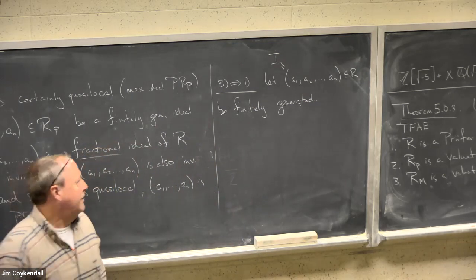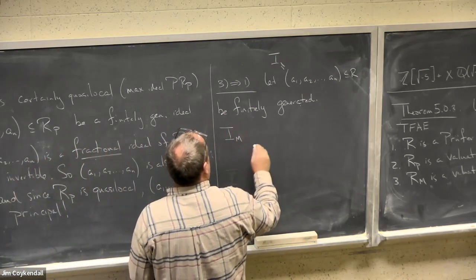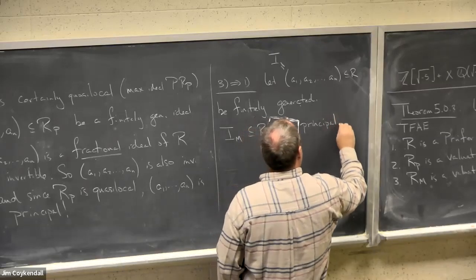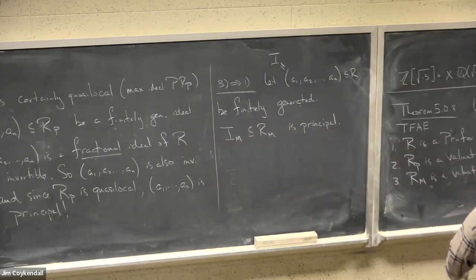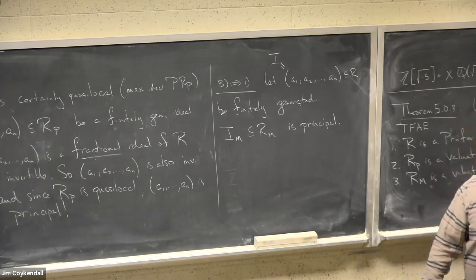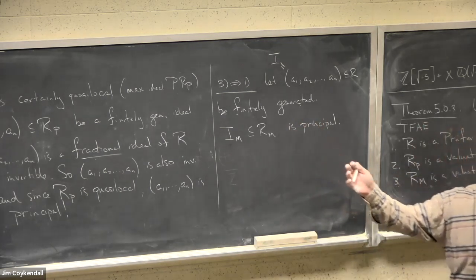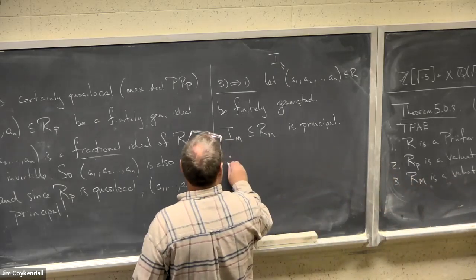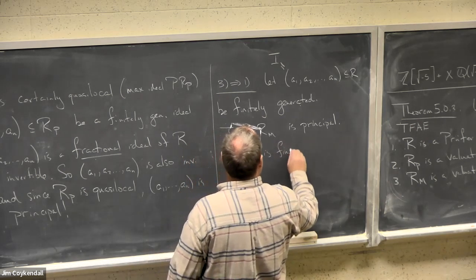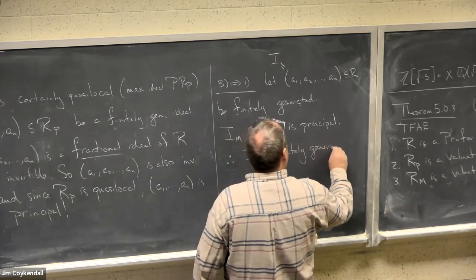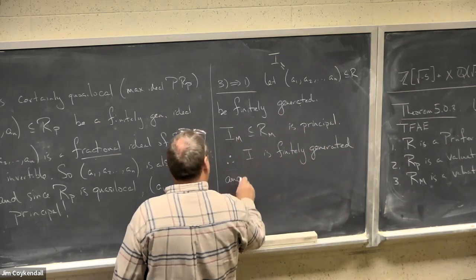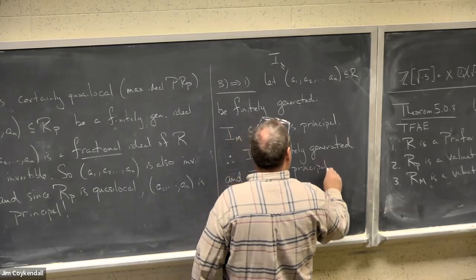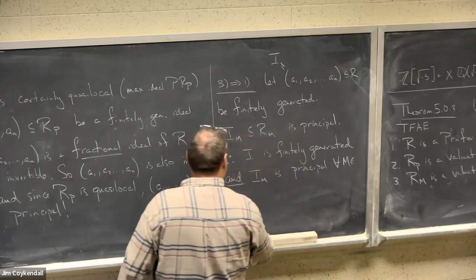Well, this means that if you look at I, the ideal I_M in R_M is principal because R_M is a valuation domain, so any finitely generated ideal is principal. So when you lift this finitely generated ideal up to R localized at M, you can find a single generator for it. Therefore, I is finitely generated. Remember, this hypothesis is important. And I localized at M is principal for all M maximal.